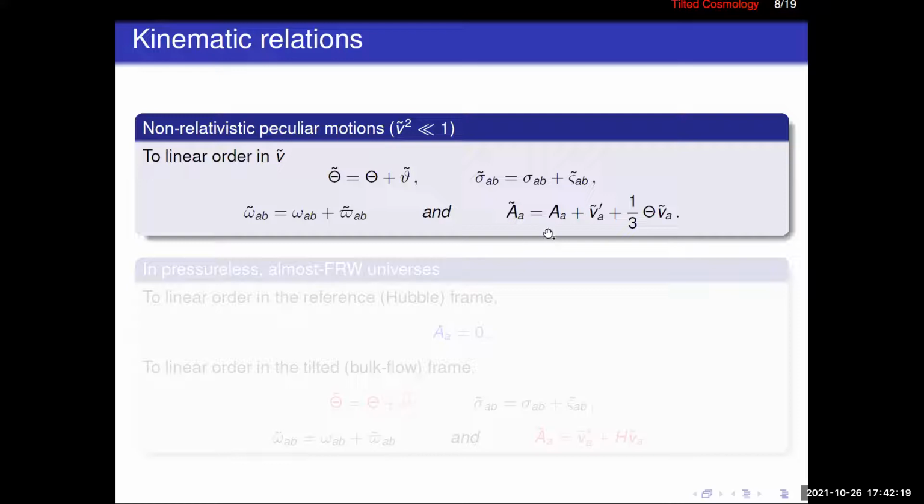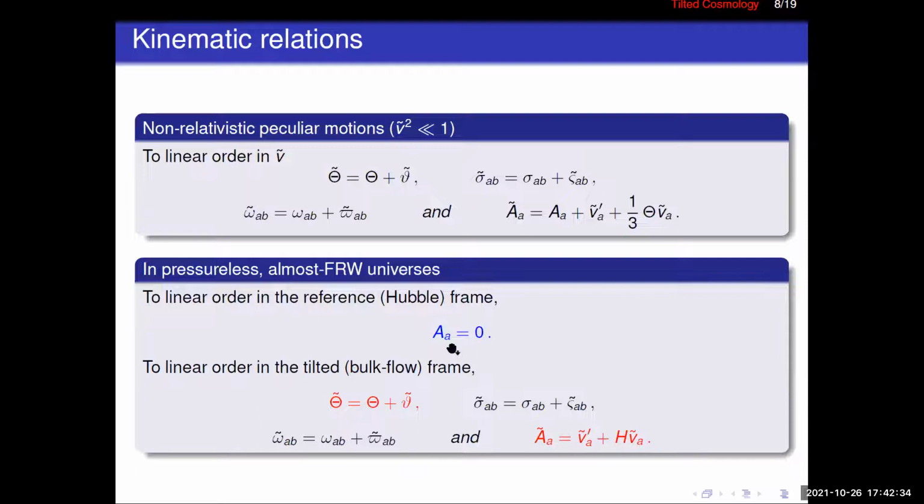And assuming that you can set the four acceleration to zero, you can choose which frame you can do that. Here we'll take the point of view of the bulk flow observers. So we're going to set the four acceleration to zero in the Hubble frame. And in that case, you have in the tilted frame an effective four acceleration, so effective non-gravitational forces, if you prefer, just because of relative motion effects. Of course, you can do the opposite or the reverse. You can set the four acceleration to zero in the tilted frame. And in that case, you have non-zero four acceleration in the Hubble frame.